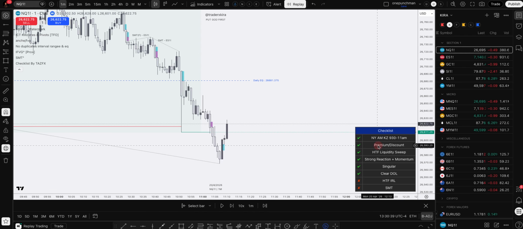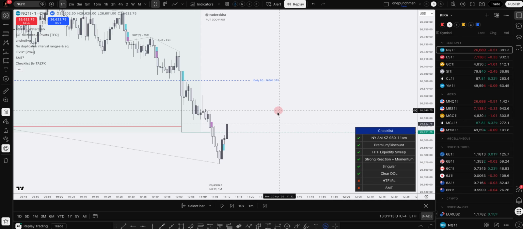checklist right here. Now, my checklist says 9:30 to 11. Today, I was going to bend that rule a bit because of what I was seeing, like I already explained. And I needed to see something perfect to enter. If I didn't see it perfect, I wasn't going to enter. We're on the right side of premium and discount. We're below the daily EQ, so I can take that long off of higher time frame liquidity. And the higher time frame liquidity sweep is none other than the New York low of day. So I'm looking for a strong reaction off of that level, and I'm looking for momentum to confirm the IFVG.